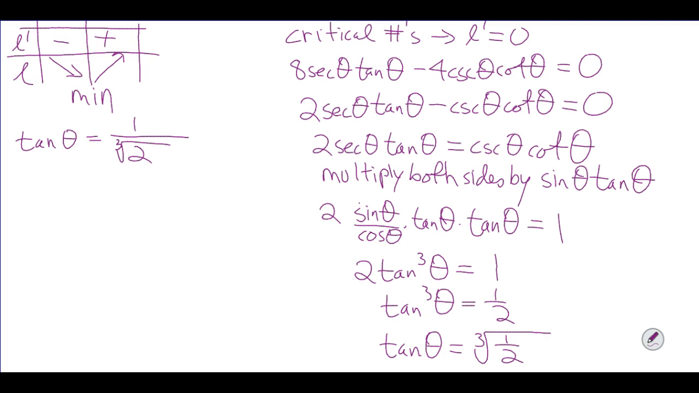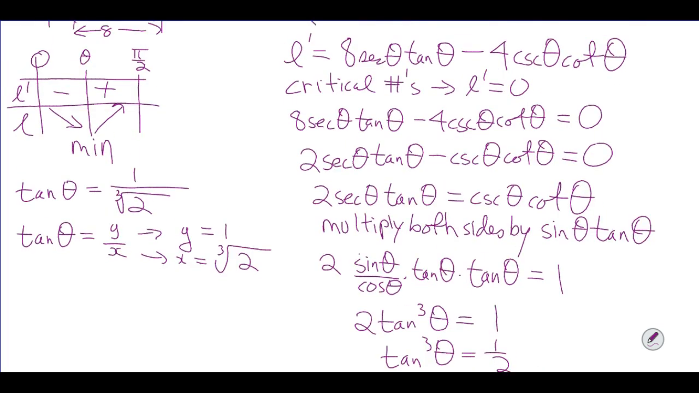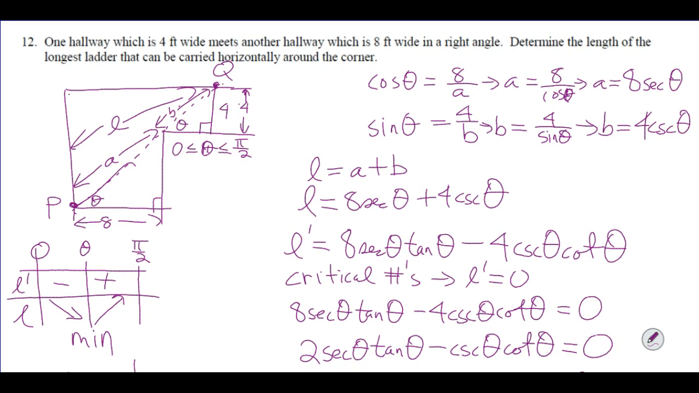Doesn't really matter. But tan theta is defined as y over x. Okay, so here, what we will say is that means that y is equal to 1, and x is equal to the cube root of 2. And then we can work out r, right? Once we got x, y, and r, okay, because what do we need? I mean, where are we going with this? We're going to go back here, right? The length is 8 secant theta plus 4 cosecant theta. So we need x, y, and r so we can get secant theta and cosecant theta.